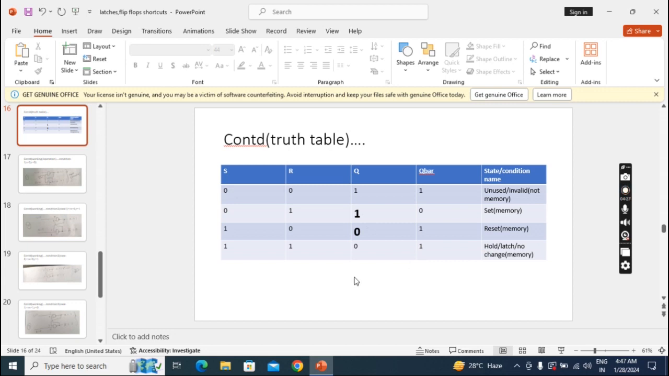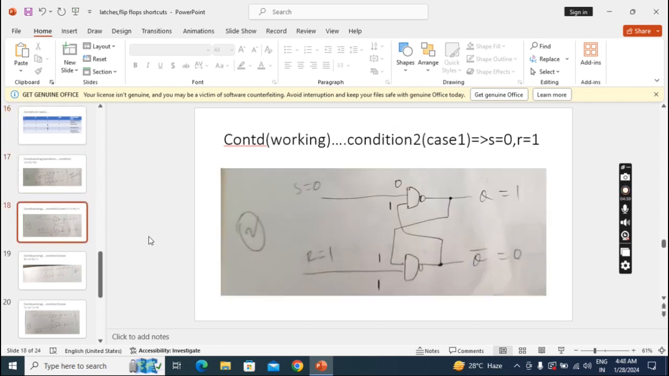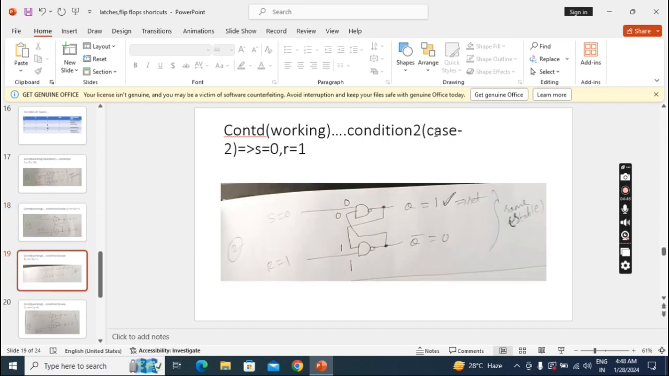Okay. So here you may get confused between stable output and hold. Hold means when we compare different conditions. Stable means in the same condition. Suppose I take condition 2, case 1 and condition 2, case 2. In the same condition, when we compare outputs, that is called stable. But when we compare in different conditions, that is called hold. Okay. So this is the working of an SR non-gated NAND latch.